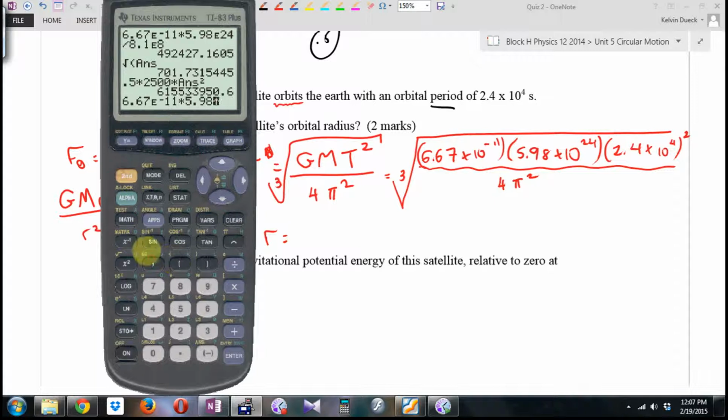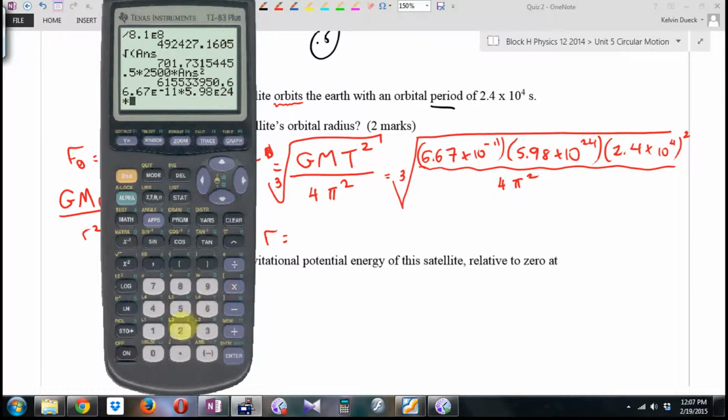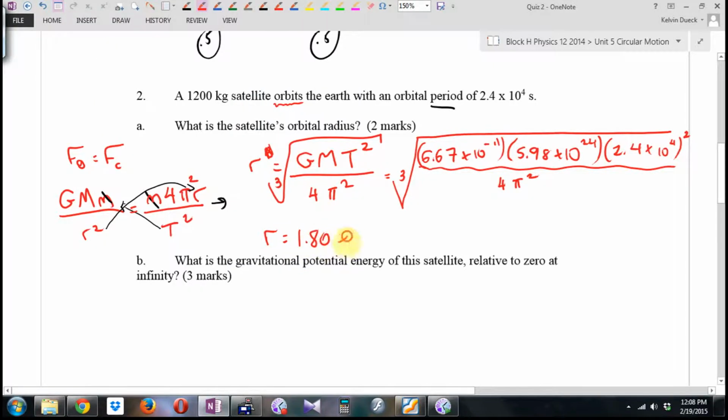...9.8 times 10 to the 24th times 2.4 times 10 to the 4th squared divided by 4 pi squared. Looks good. Cube root. Answer. Do you get that? I guess it's going to be 1.80 times 10 to the 7th meters.